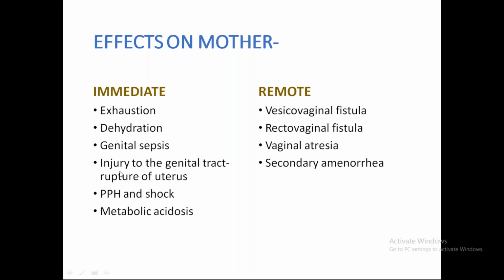Injury to the genital tract and ruptured uterus is usually seen in multiparous women, or if you try to apply any forceps. Not only injury to the genital tract, it also includes injury to the bladder. And PPH, shock and metabolic acidosis, these are the immediate complications of the mother. So the mother may be exhausted, dehydrated, and she may develop genital sepsis. Injury to the genital tract and ruptured uterus are accounted, along with PPH, shock and metabolic acidosis.